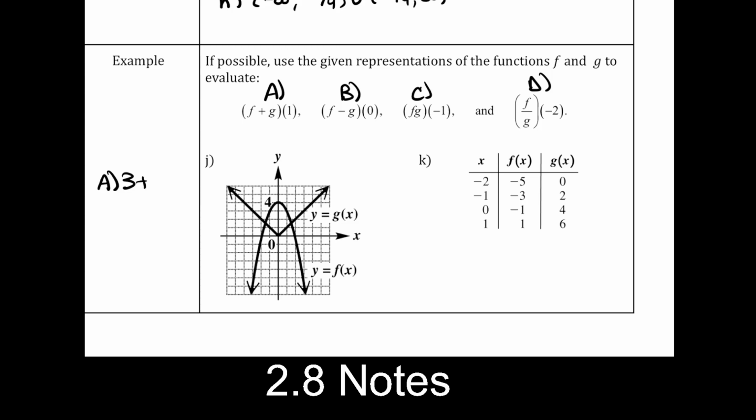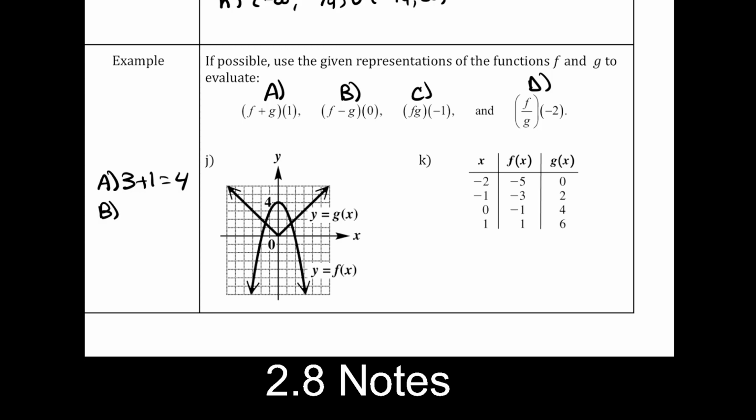plus my g of 1. Again, you're going to follow along until you're at 1. So my g of 1 is 1. So my f plus g of 1 is 4. This is what we're doing pictorially in this graphical representation of what we actually see. It's a little bit tricky, but we can do this.